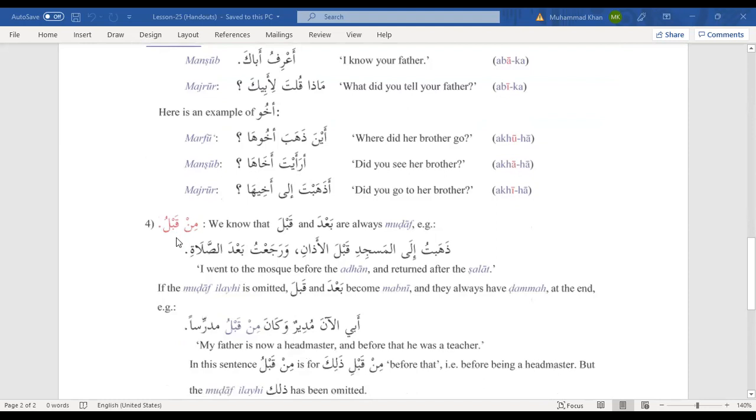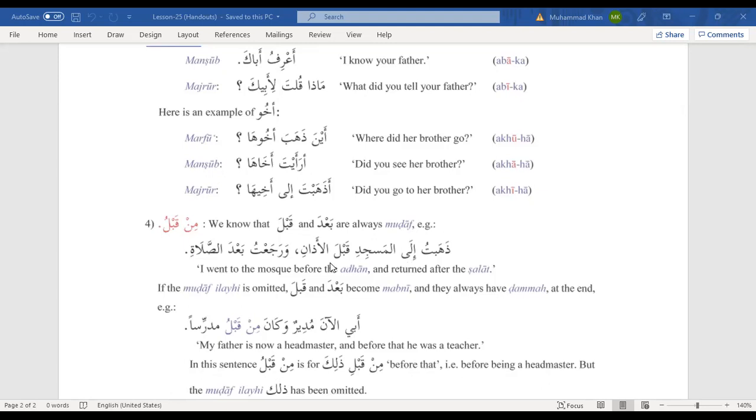Min qablu will be mabni ala dhamma when the mudaf ilayh is mahdhuf, when mudaf ilayh has been omitted. So when there is no mudaf ilayh after that, it will be only mabni ala dhamma. For example, qabla, we have learned that qabla is always used as special mudaf because it is a dharf. When it comes with fatha, it is used with dharf and it is a special mudaf.